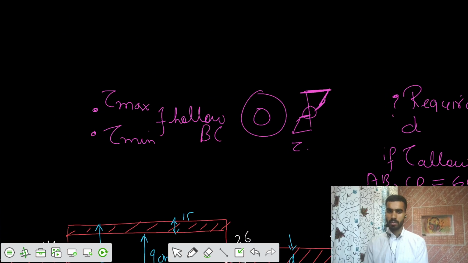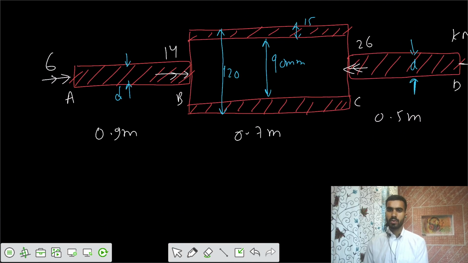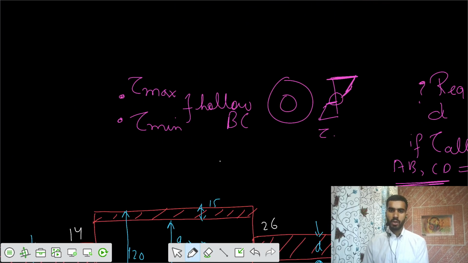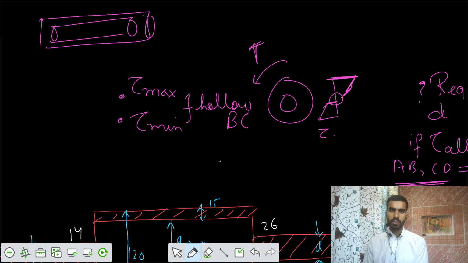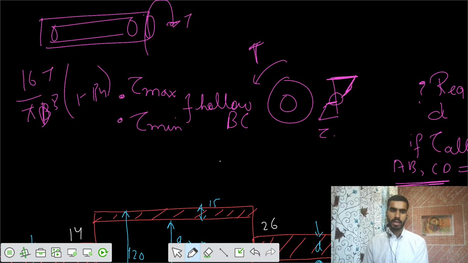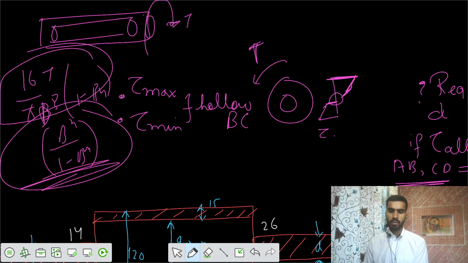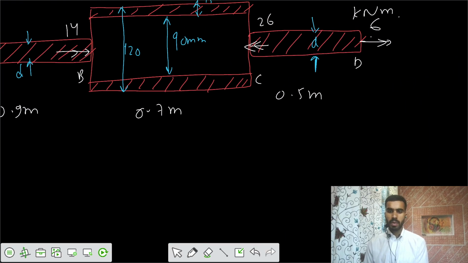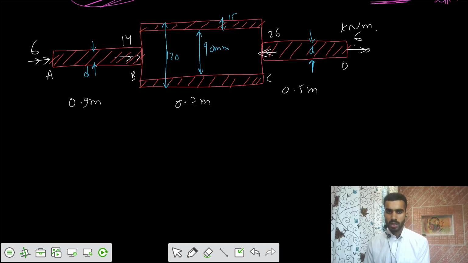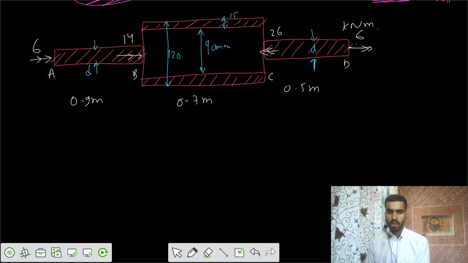So this is the second part of the problem. Let's go for the first part. For tau max and tau minimum, you should have some value of torque on this section. Then you can write 16T upon pi d cube, times 1 minus beta power 4 for one, and for the second, beta power 4 minus 1 minus beta power 4. I can write these two equations. So you have to get the values of the torques developed at all those sections.